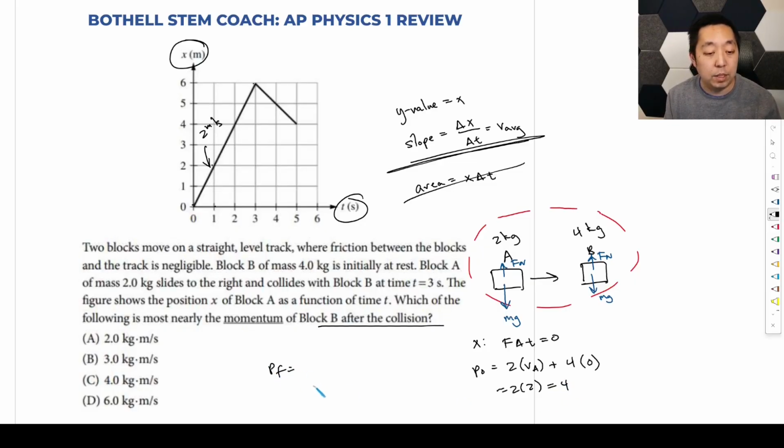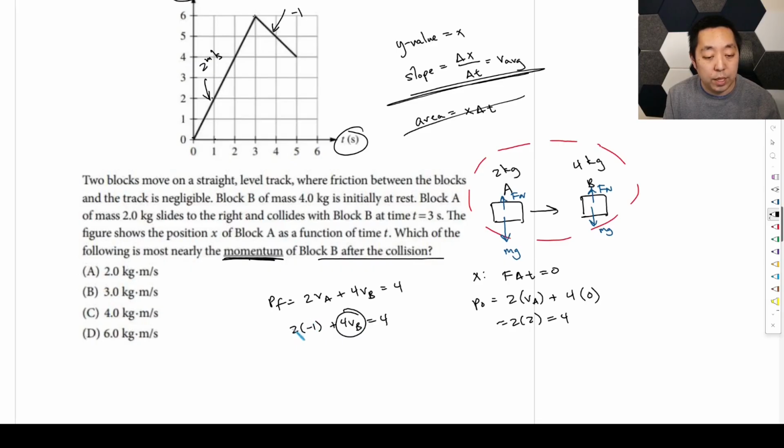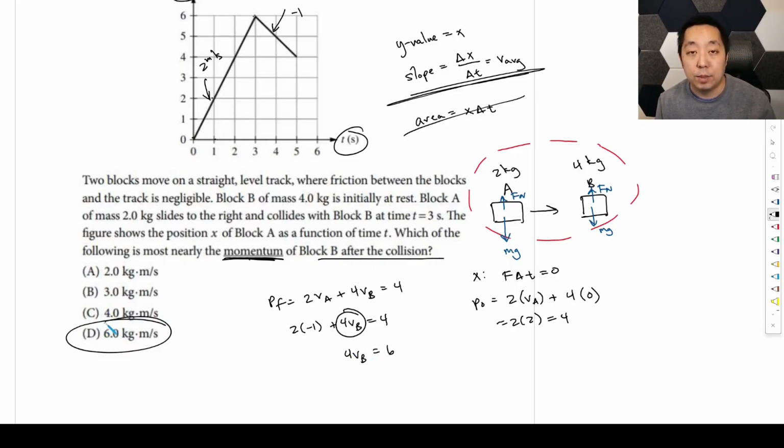What about the final momentum? Well, it's 2 times the velocity of A plus 4 times the velocity of B, and that's going to equal 4, the initial momentum. What is the velocity of A now? The slope is over 1, down 1, so that's a slope of -1. So this is 2 times -1 plus 4 times VB equal to 4. This is actually the whole thing we want, because we don't just want the velocity, we want the momentum. So this is -2, add 2, so 4VB is going to be 6, and that's the entire momentum we want. That's going to be D.